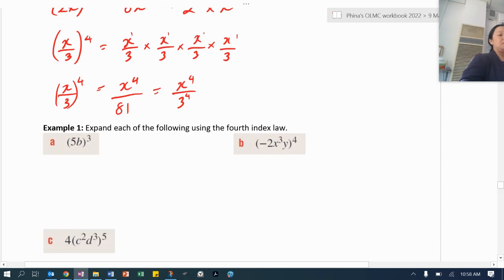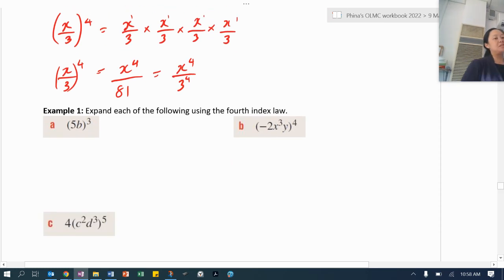Okay, so example 5, it says expand each of the following using the fourth index law. I'm going to evaluate them as well. So (5b) to the power of 3, that's like saying 5 to the power of 3 times b to the power of 3. I'll evaluate 5 to the power of 3, so that will be 125b to the power of 3. I would say probably work out the number, but then you can leave everything else.